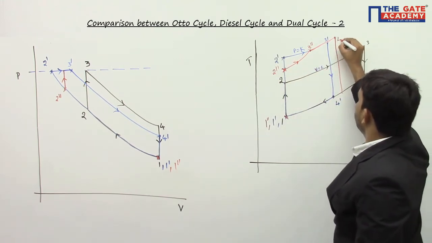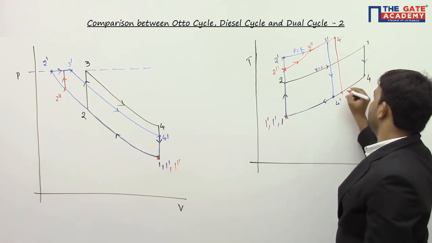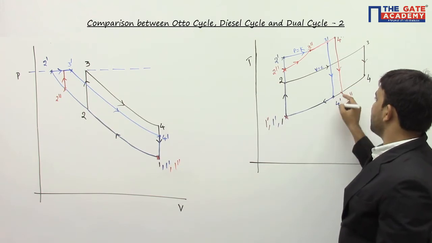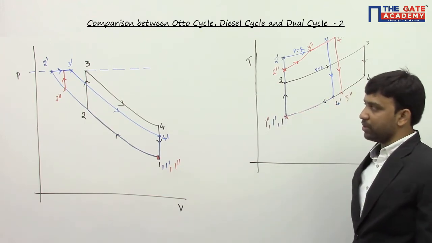So this I am calling 4 double dash and this I am calling 5 double dash. I expand till I reach the initial volume. Once I reach the initial volume, I go for the constant volume heat rejection process.